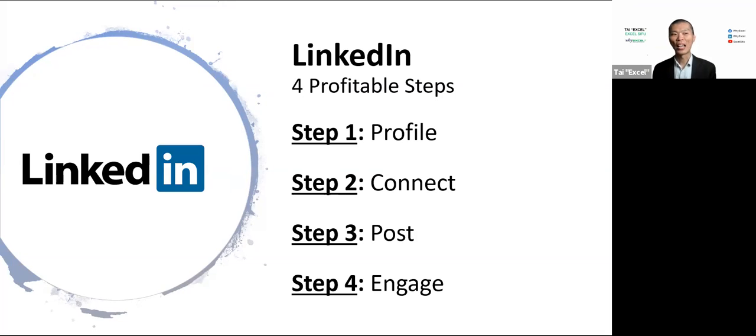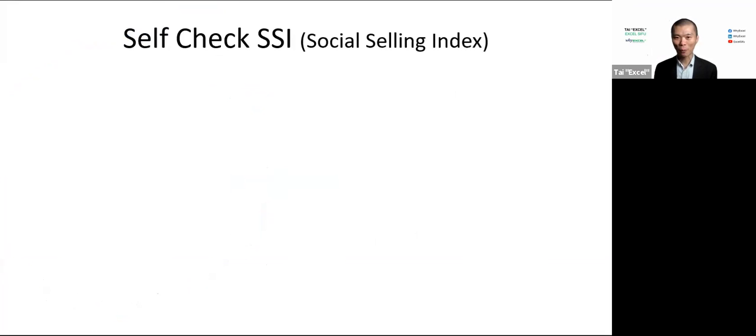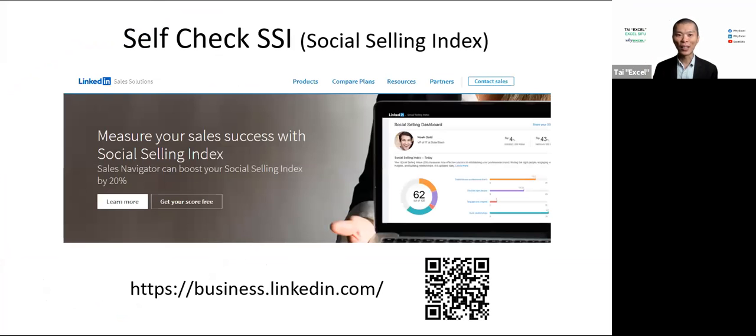With all these things, sometimes you are not quite sure if you are on the right track or off track. LinkedIn is a very interesting platform; it allows you to do a self-check. They have something called SSI, the Social Selling Index. You can go to this website, scan the QR code, or search Google for LinkedIn SSI, and it will show you your score. From your score, you can know which areas you have improved and which areas you could improve further.